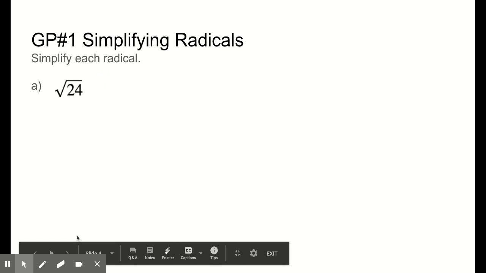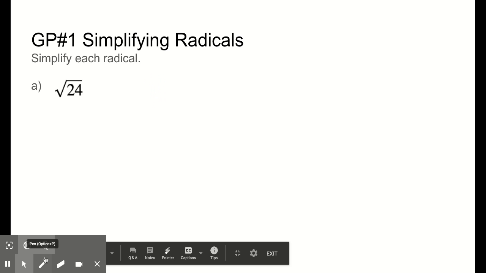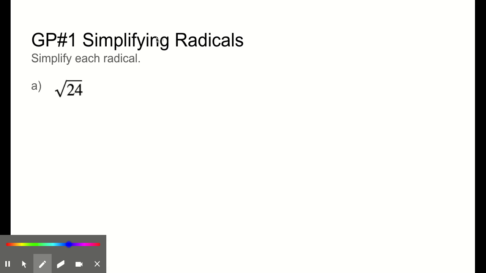So here we have the square root of 24. And we want to simplify the radical. And so what I'm going to do is I'm going to take the radicand, so 24, and I'm going to put it inside of our cake box. And remember, when we're caking our number, we're looking to divide out the smallest prime number as many times as possible, and then move on to the next smallest prime number.